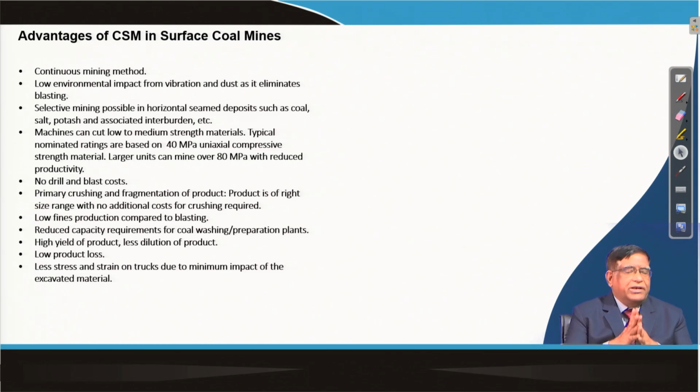To summarize, you can say that this mining method is a continuous mining method, and it has low environmental impact. It can do selective mining, and it can work with low strength materials. There is no drilling and blasting cost, and there is no primary crushing. The production rate of course will be less, because with drilling and blasting you can do a heavy blast, make big fragmentations, and then compatible big machines can be used, but these machines will not be able to produce that much quantity; the productivity of these machines will be less.